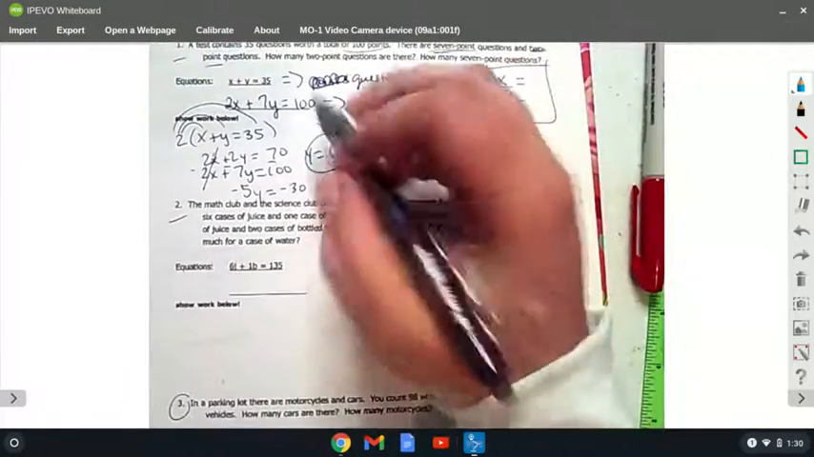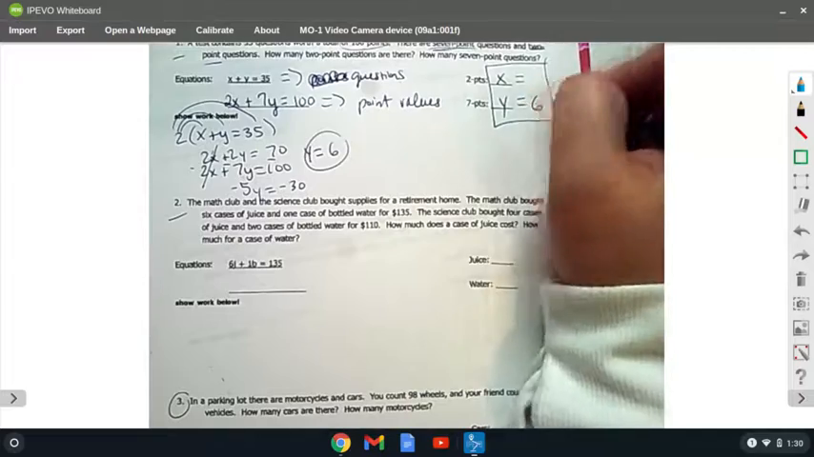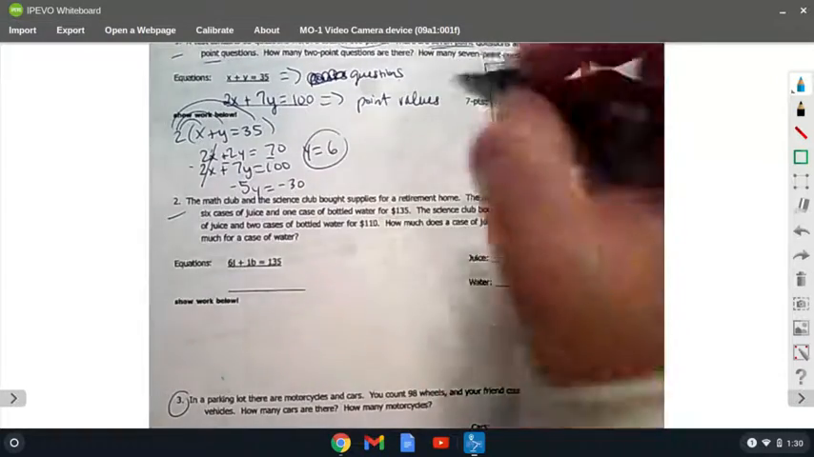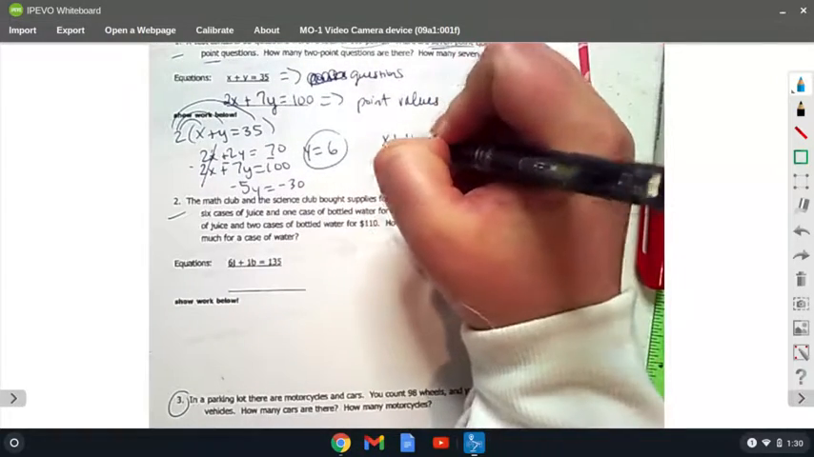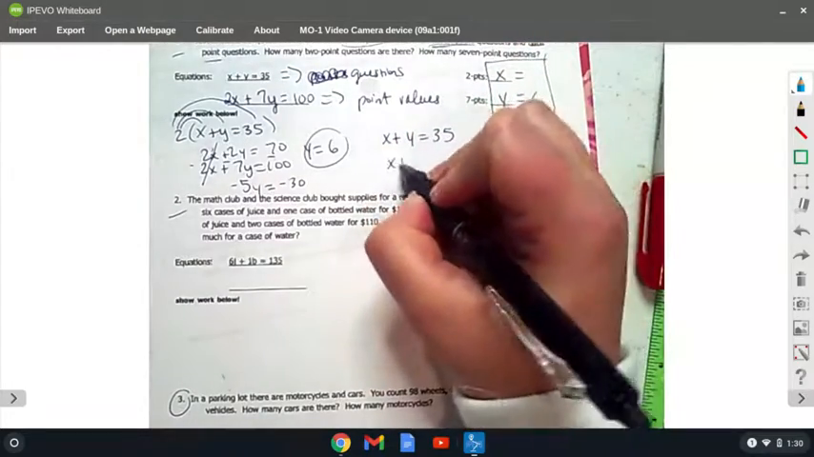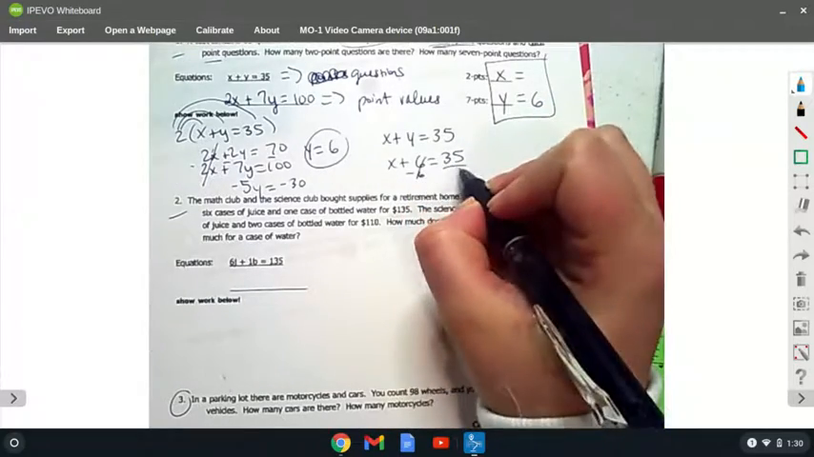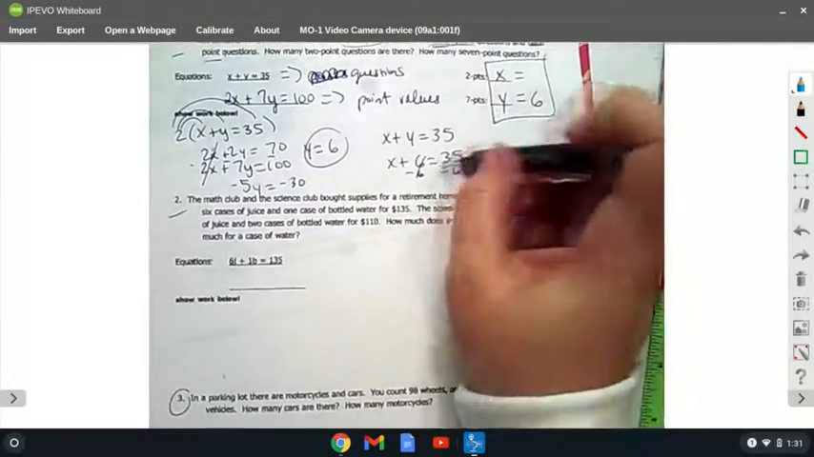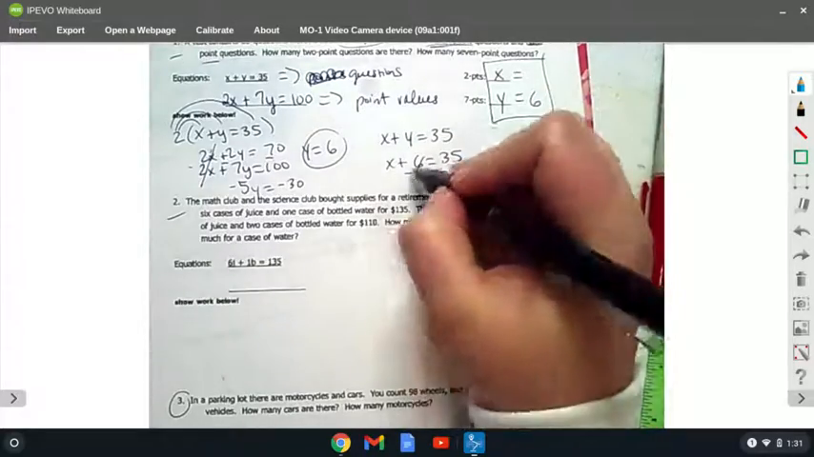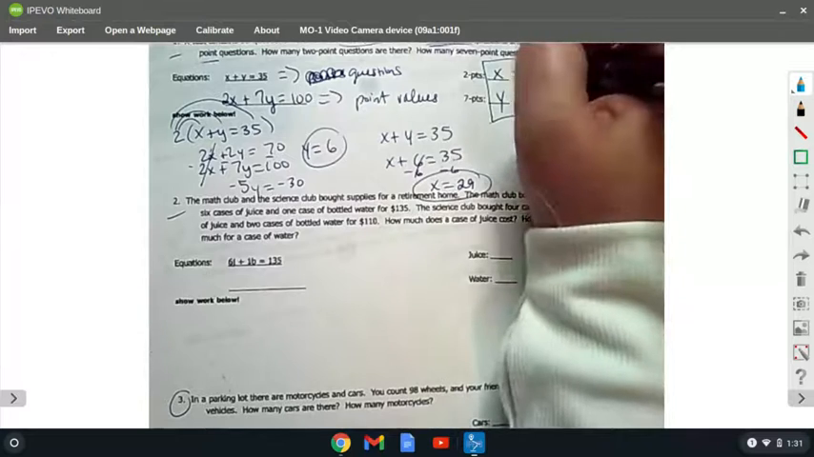Now I still need to plug that 6 into one of these original equations in order to find my X. So I found that there are 6 7-point questions. Let me plug in X plus Y should equal 35. So I'll plug in the Y is 6. And then I can subtract 6 from both sides. And X should be 29.